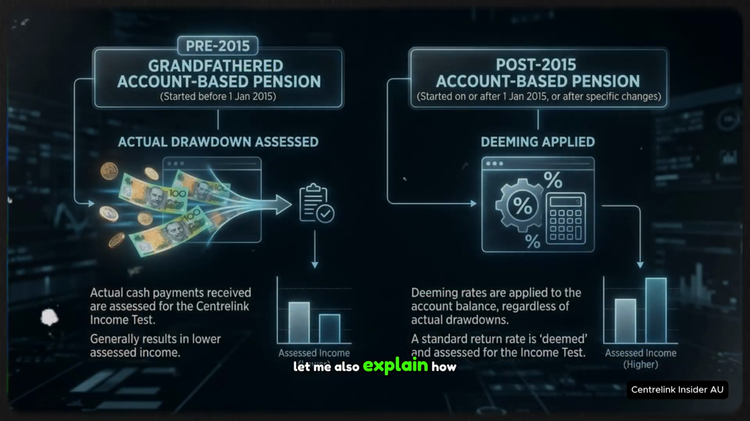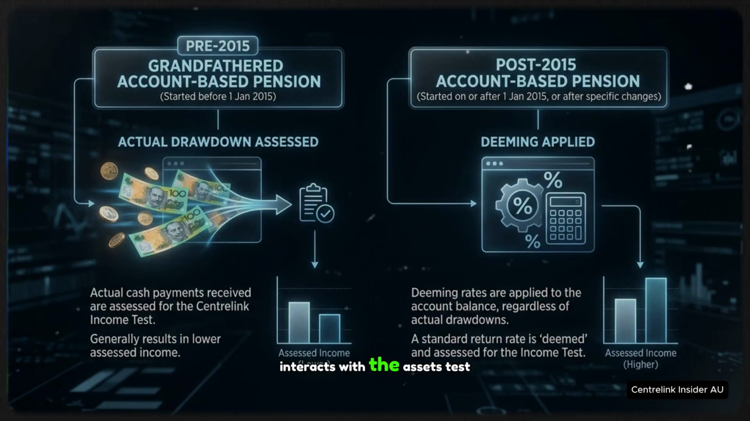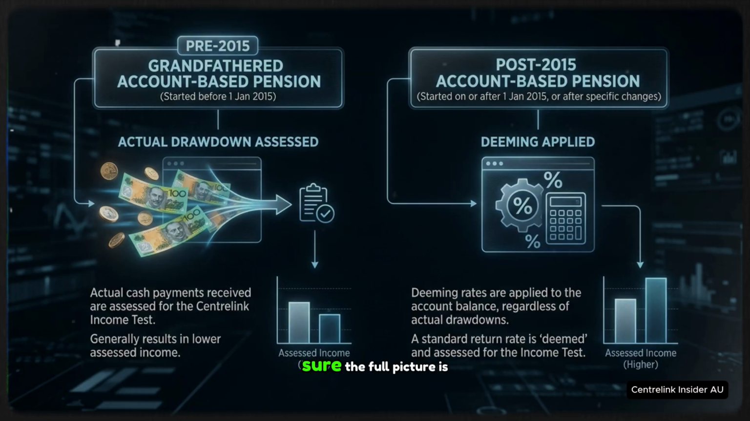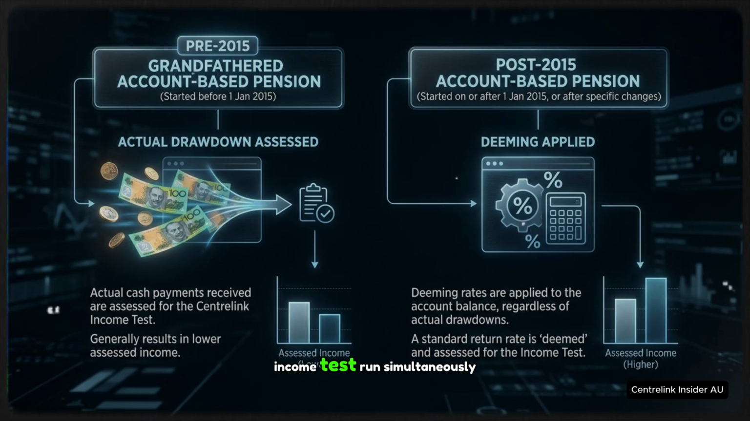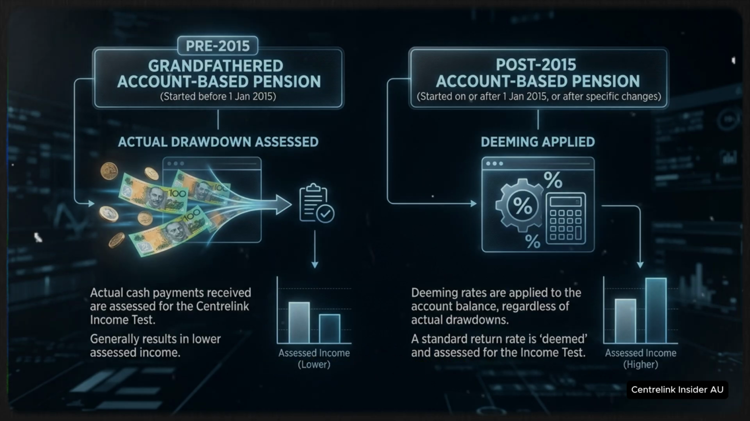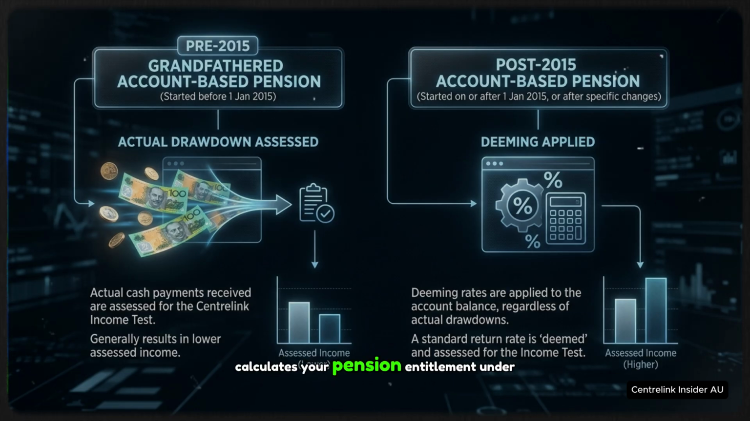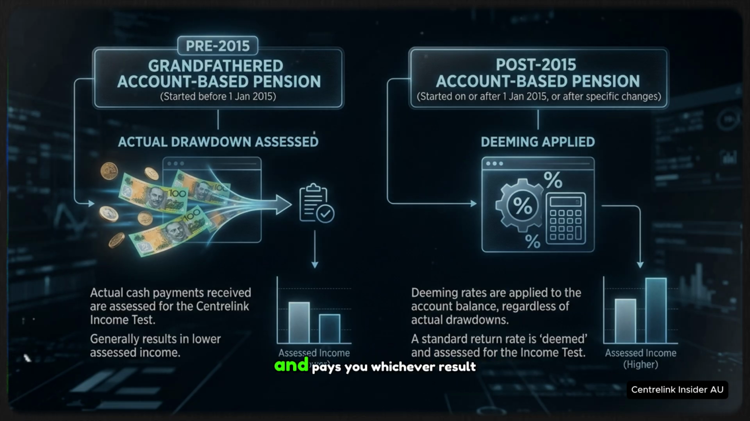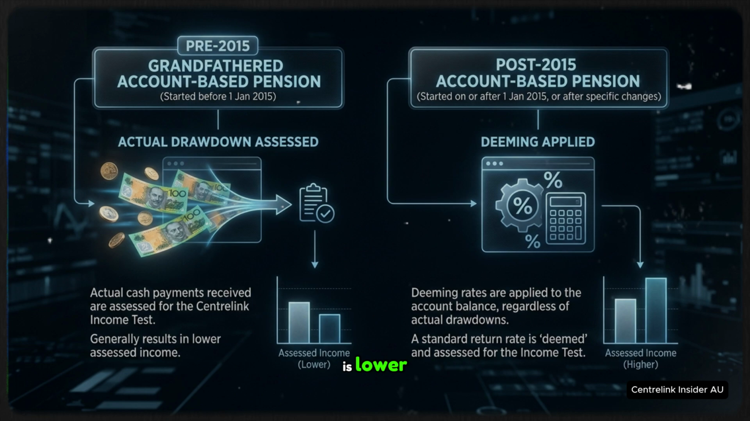Now let me also explain how deeming interacts with the assets test, because I want to make sure the full picture is clear. The assets test and the income test run simultaneously. Centrelink calculates your pension entitlement under both tests and pays you whichever result is lower. For many pensioners, one test is the binding constraint and the other is not.